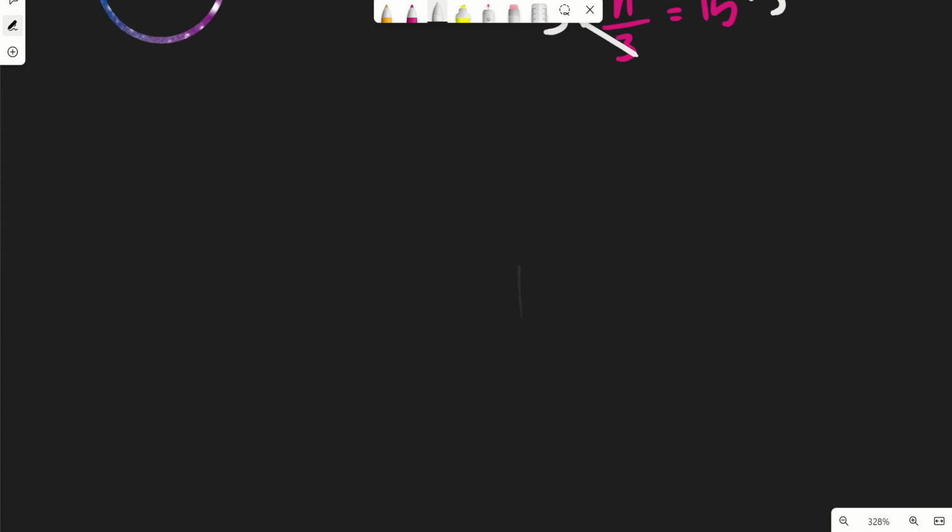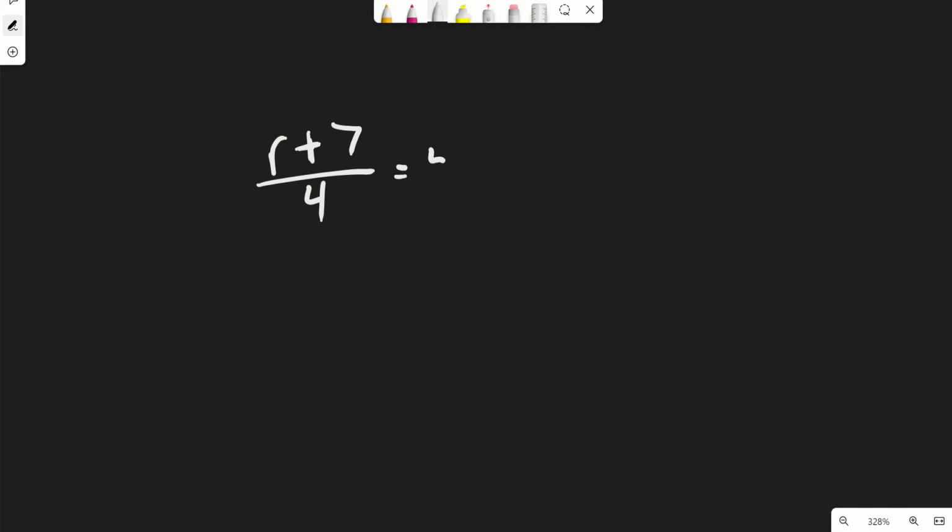Sometimes we might see a problem that looks like this. R plus 7, I don't know why I'm all about 7s today. R plus 7 divided by 4 equals 5. R plus 7 divided by 4. And this is when we have to do things a little bit backwards from when we were doing things backwards, so almost a little bit frontwards. But if you look, I have two unique terms here.